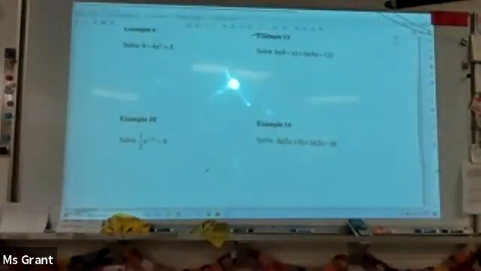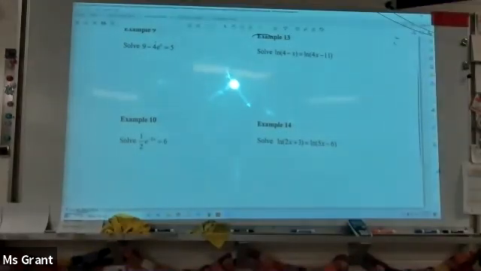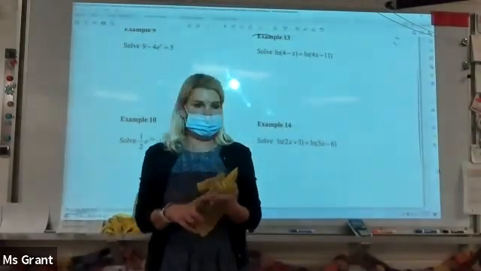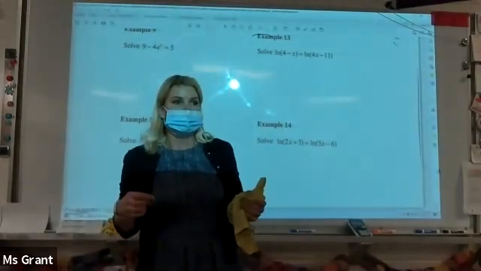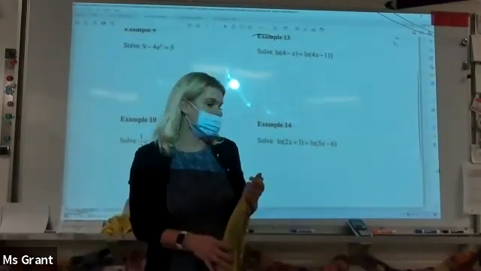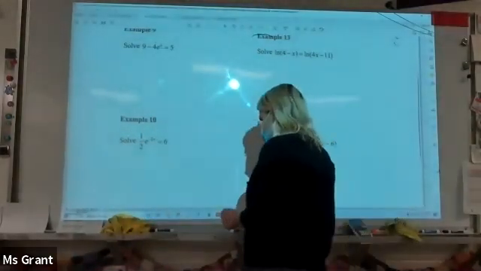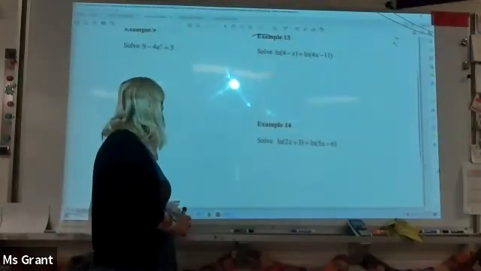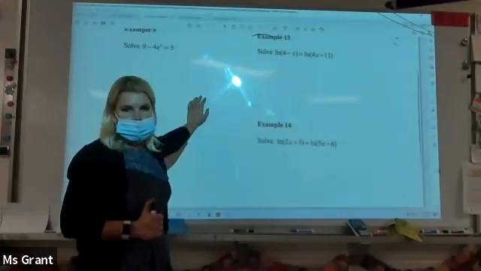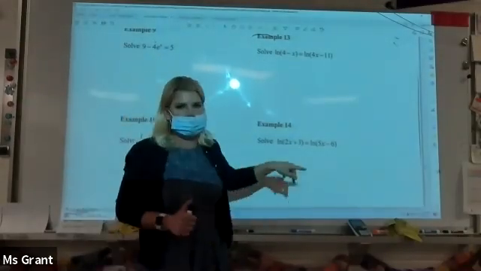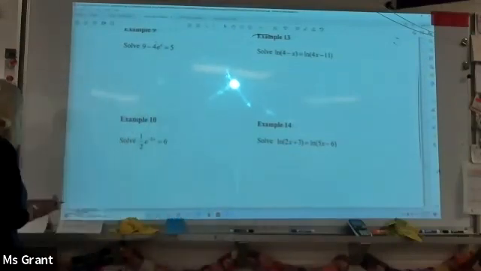Okay, we are talking today about natural logs. So we have done exponential equations, solving for x, and logarithmic equations, solving for x. Today we're going to do natural log, right? So here are your notes, 6.6. I've got 9, 13, 10, and 14 that I'm doing today with you.